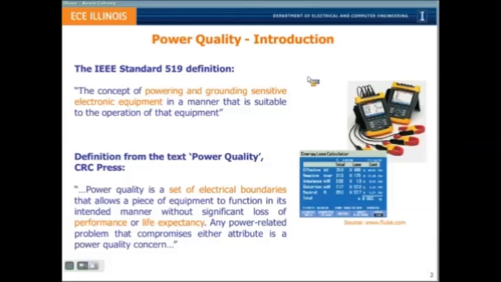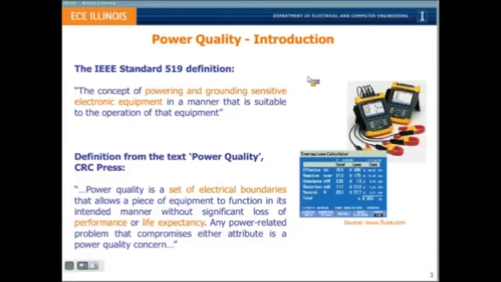So let's get introduced with what is power quality. The IEEE standard definition, which is 519, defines power quality as the concept of powering and grounding sensitive electronic equipment. This was in 1992, and then we have had revisions of this standard 519-1992. But we know that power quality has evolved over time, and this is very restrictive in definition, because this restricts power quality to just the grounding issues. But power quality has evolved over time. And so we look at a much broader definition of power quality, which is much more comprehensive.